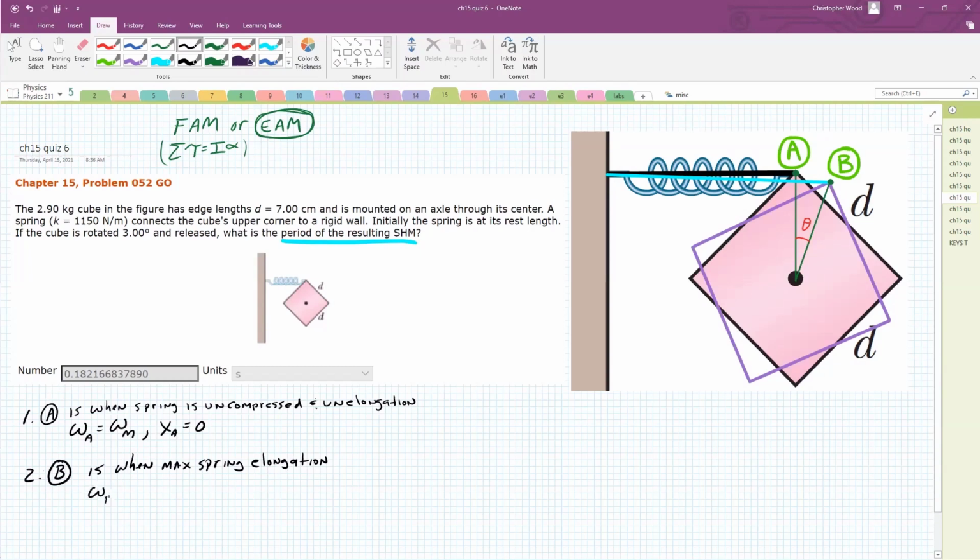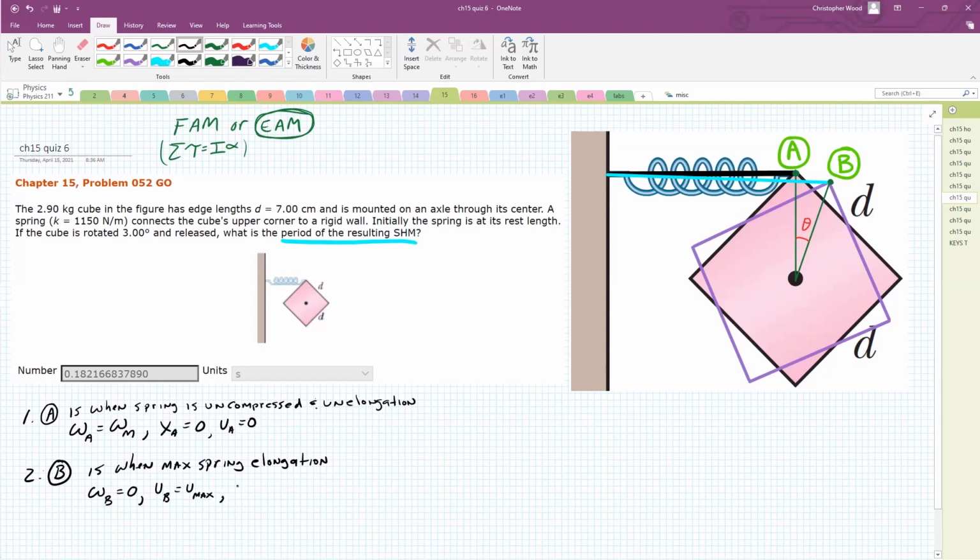So let's see. Omega at energy state B equals 0. I don't have any kinetic energy. I have maximum potential energy. U at B equals its maximum value, U max. And I better add that here. At A, U_A equals 0. Okay, and I guess that's good.